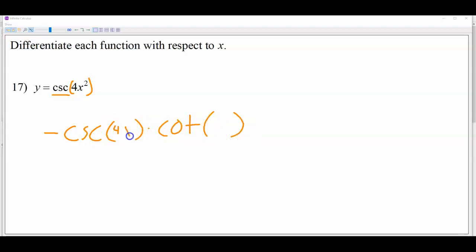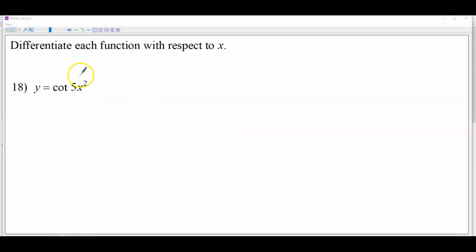And what goes in the blank is just what we had up there. And now we want to multiply it by the derivative of the inside. The derivative of the inside is 8x, so I'm just going to multiply that to the front and put the negative right in front of the x there, because it's negative 8. It's negative 1 times 8x, which is negative 8x. And so there's our final answer for that one.